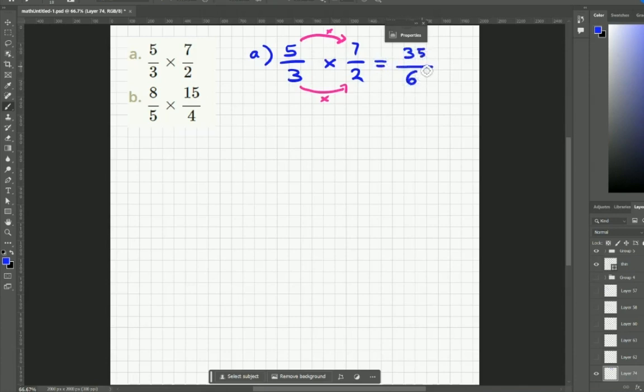And we're done. Now, obviously, you can simplify this down further, and you can give your answer preferably as a mixed number. But we're just going to move on for now.